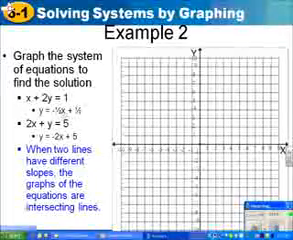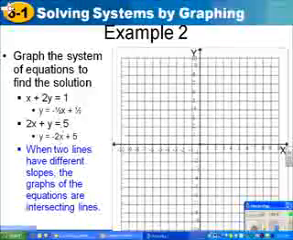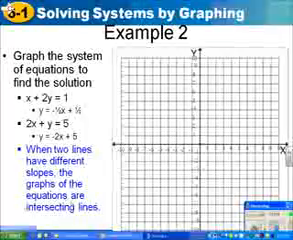So what I know about these two lines is they have different slopes. The first line has a slope of negative 1/2. The second line has a slope of negative 2. Anytime two lines have different slopes, eventually the lines are going to cross each other. So there is going to be an intersection point.